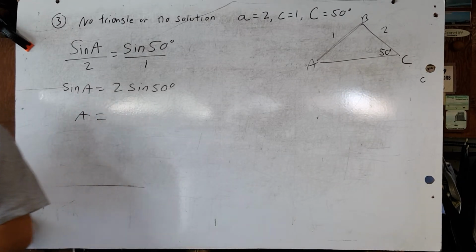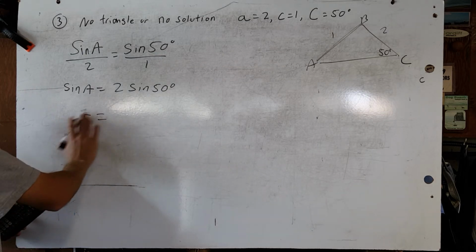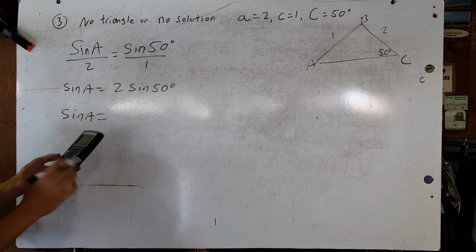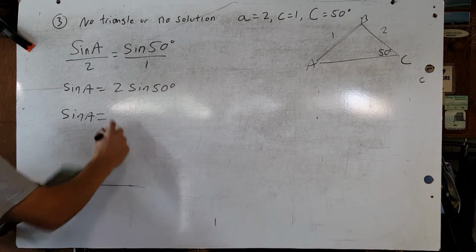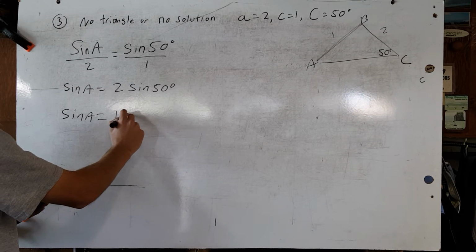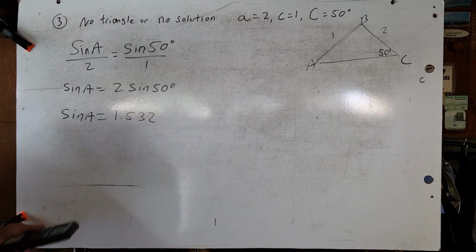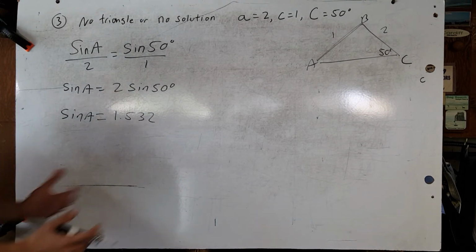Inverse sine on your calculator. Well, first, sorry, not inverse sine yet. The sine of A is equal to 2 times the sine of 50, which gives us about 1.532. Now that should raise an alarm for you.